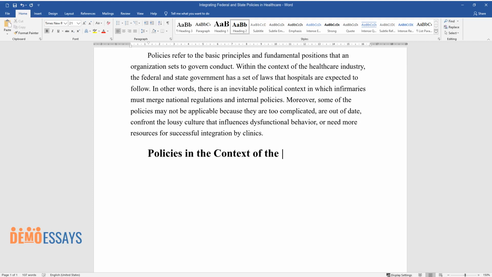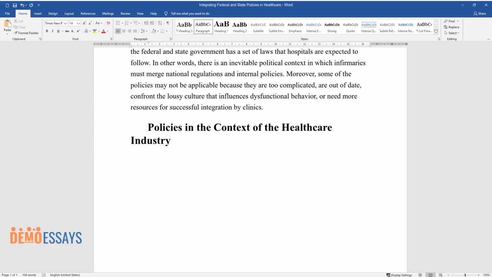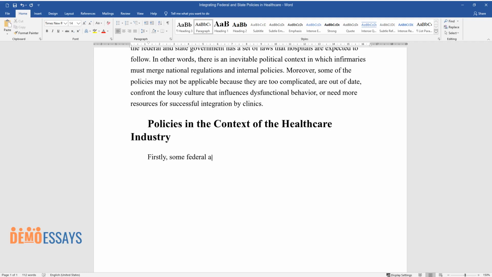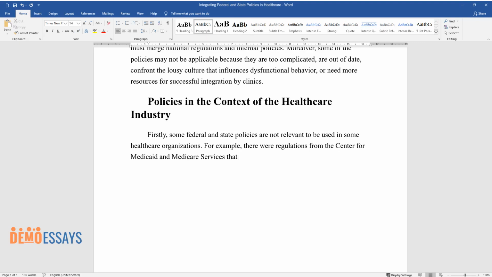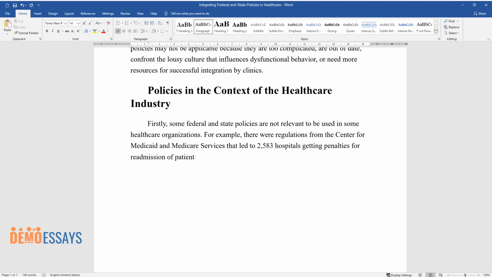Policies in the context of the healthcare industry. Firstly, some federal and state policies are not relevant to be used in some healthcare organizations. For example, there were regulations from the Center for Medicaid and Medicare Services that led to 2,583 hospitals getting penalties for readmission of patients with some acute diseases like typhoid.